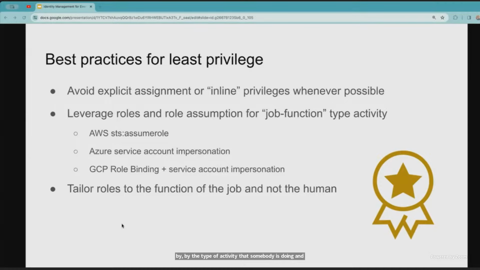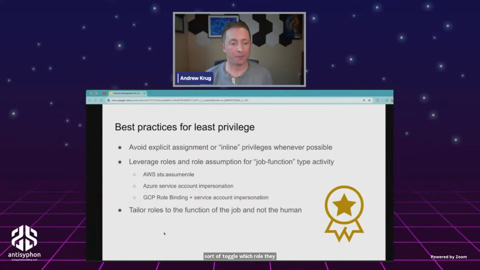So in AWS, it's called STS assume role. Azure actually allows this through service account impersonation, which if you're an Active Directory user, you might be familiar with that. And in GCP as well, we have the concept of role binding, but we also have things like service account impersonation, where we can actually set up these sort of job function-based things, and then an engineer can sort of toggle which role they want to operate in to do their very specific jobs. So again, that means that we have to tailor the roles and proliferate roles for the functions of the jobs and not the person.